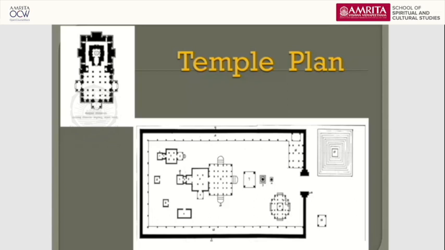Then there were mantapas built for various purposes like the Kalyana Mantapa or the Vasantotsava Mantapa, Dolotsava Mantapa and all those things, which will be discussed during our temple architecture mantapa part. And this is a Ranga Mantapa where various cultural activities were performed.